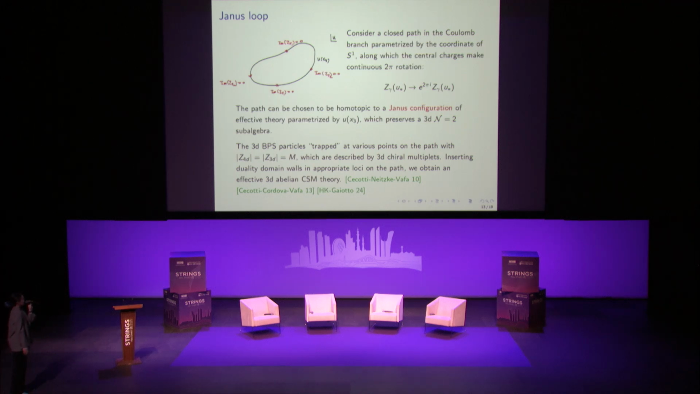And there are 4D BPS particles that satisfy the said 4D BPS conditions. These 4D BPS particles can also be 3D BPS particles if they also satisfy the condition of the 3D BPS bounds. If that happens, the 3D BPS particles are going to be trapped at particular locations. This equation is satisfied only at certain points on the path that I described. These 3D BPS particles trapped at various points on the path are described by 3D chiral multiplets.